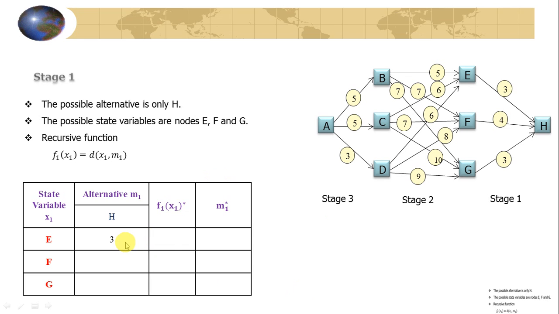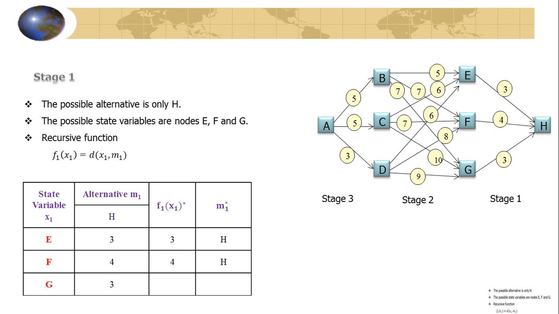When the salesman wants to travel from E to H, the stage decision is 3 units. So there is only one option available to the salesman, and this is the alternative, and this is the time. So f1 of x1 star value is 3 with respect to alternative H. Now the salesman wants to travel from F to H, so at that time he requires 4 units. So in that case, the value of f1 of x1 star will be 4 with respect to the alternative H.